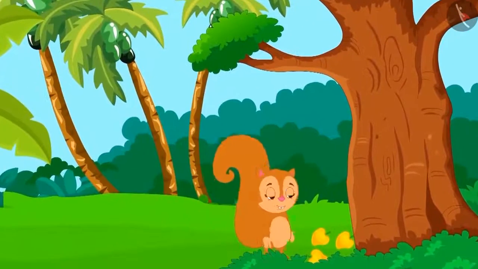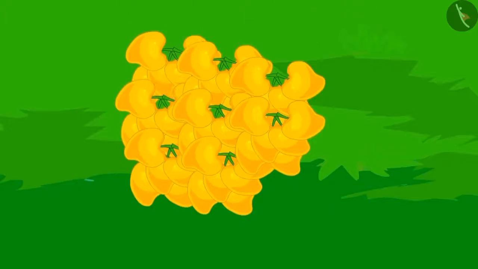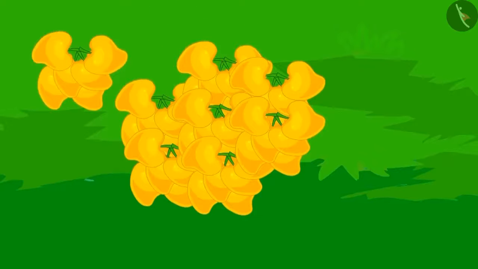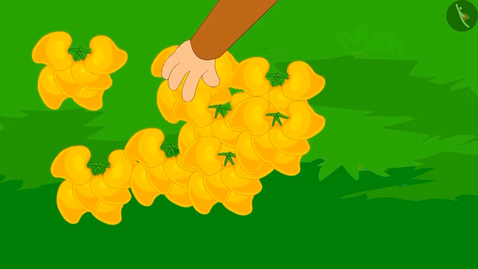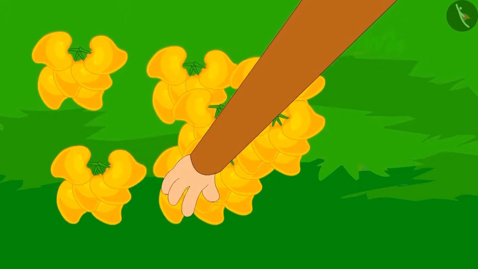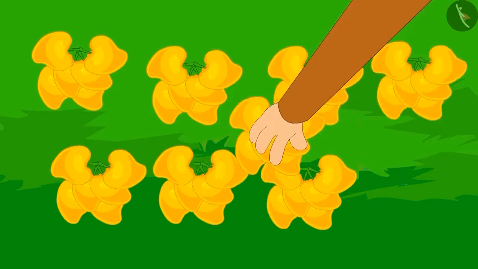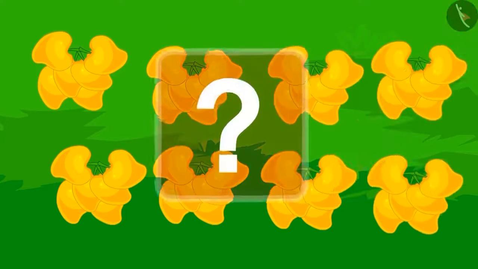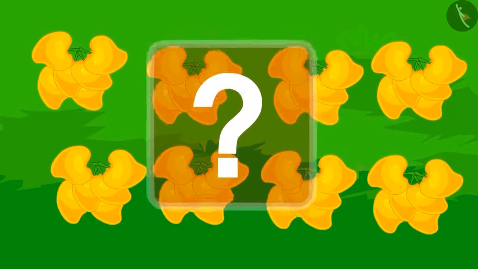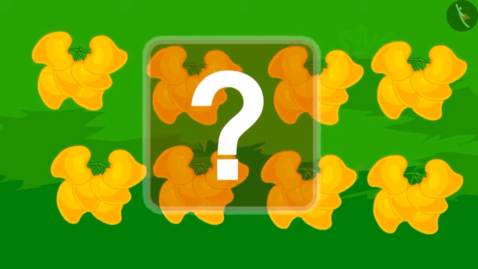Chanda collected a lot of mangoes from her mango tree and tied them in bunches of 6 mangoes each. Chanda now has 8 such bunches. Can you tell how many mangoes has Chanda collected in total?